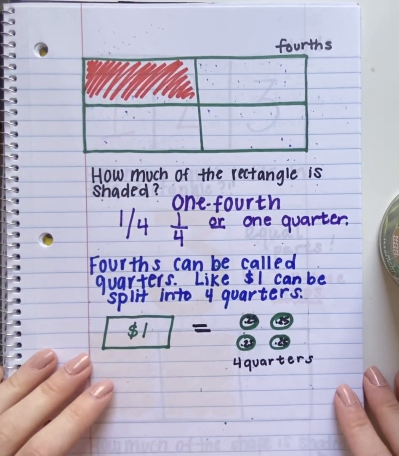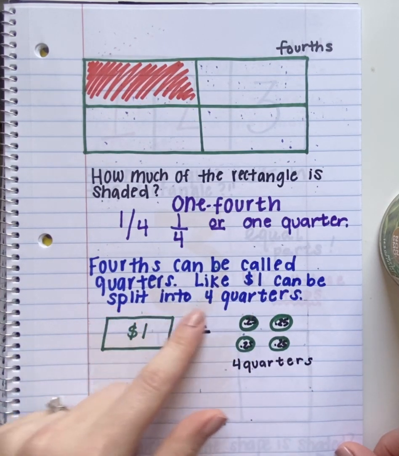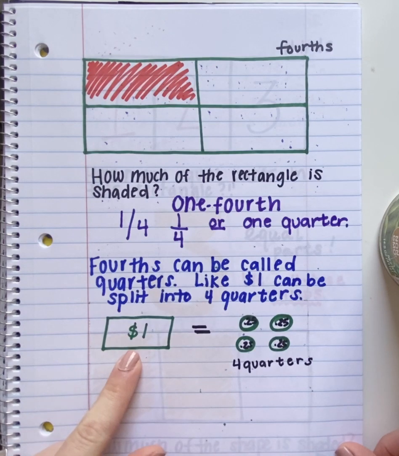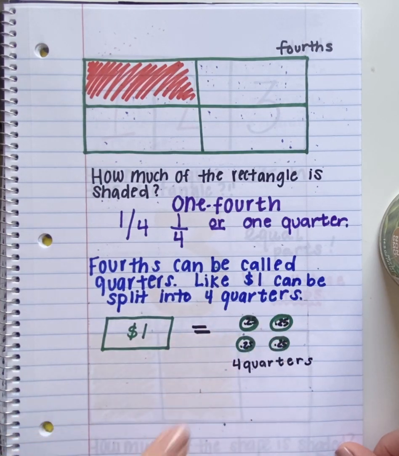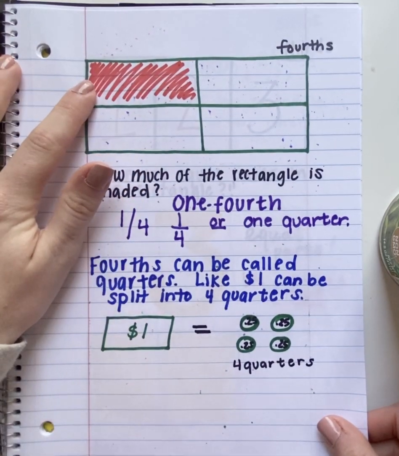Fourths can be called quarters, and the best way to remember this is thinking about a dollar. A dollar can be split into 4 quarters. So you can have 1 whole dollar, or you could have 4 quarters, each equals 1 whole dollar. So this can be 1/4, could be a quarter.